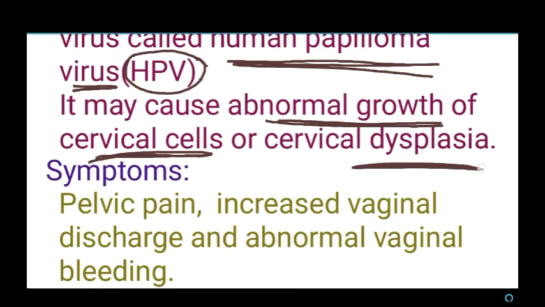What do we mean by dysplasia? Actually, it is the abnormal development of cells within tissues or organs. So within the cervix, the cells and tissues develop abnormally because of the infection of HPV.